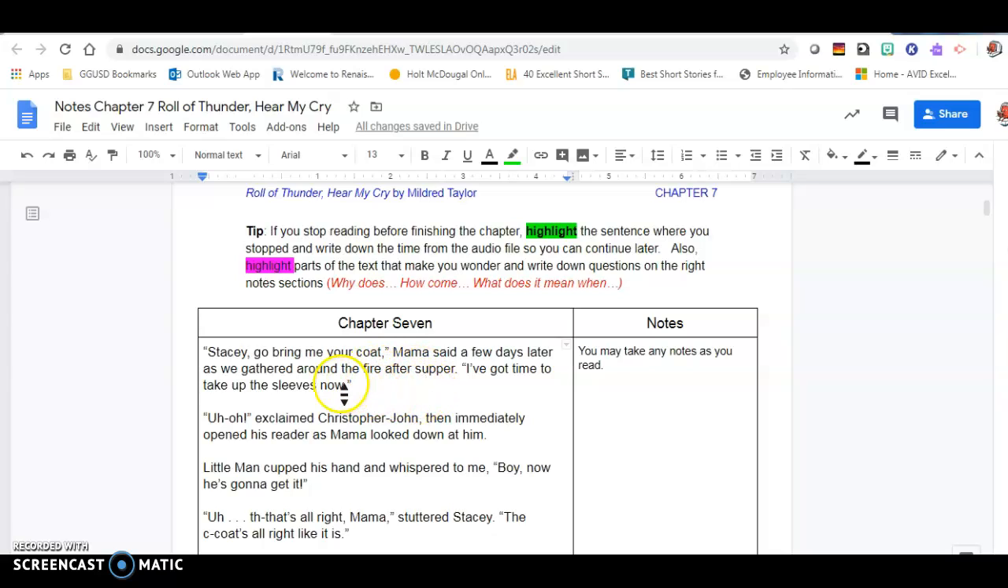Mama said a few days later as we gathered around the fire after supper, "I've got time to take up the sleeves now." "Uh-oh," exclaimed Christopher John, then immediately opened his reader as Mama looked down at him. Little Man cupped his hand and whispered to me, "Boy, now he's gonna get it." "That's all right, Mama," stuttered Stacy. "The coat's all right like it is."